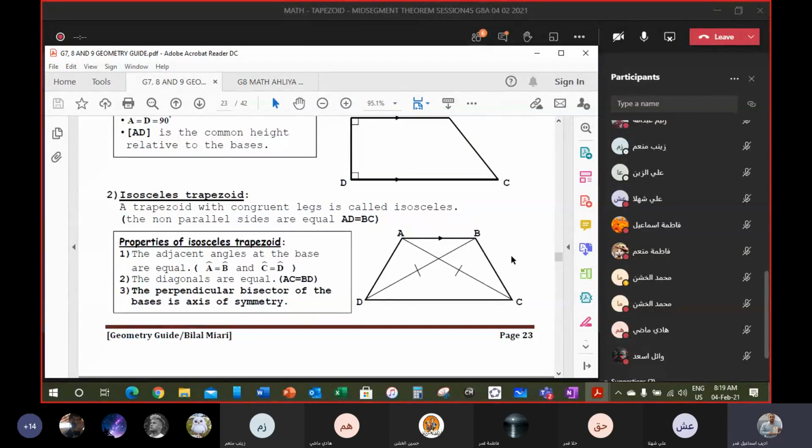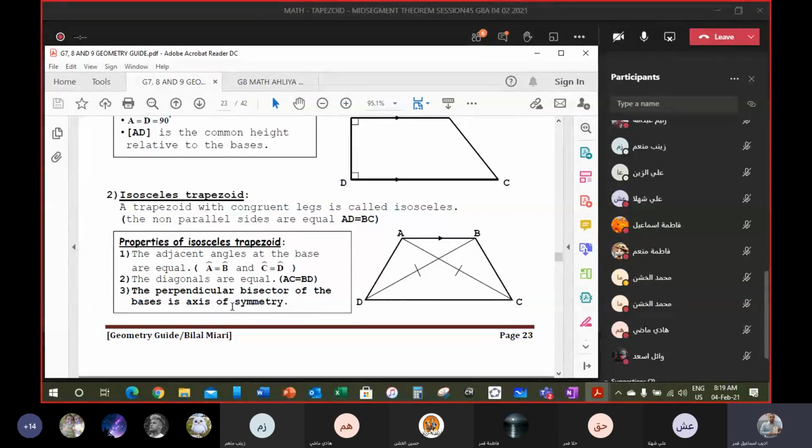Properties of trapezoid. The adjacent angles at the bases are equal. D and C are equal, or here we can say the consecutive angles at the bases are equal. D is equal to C and A is equal to B. The diagonals are equal. AC is equal to DB. The perpendicular bisector of the bases is an axis of symmetry.